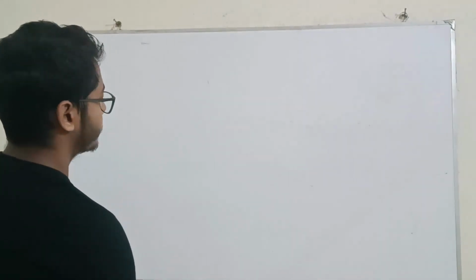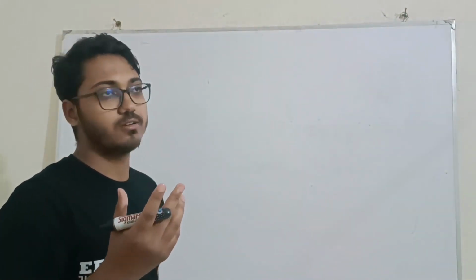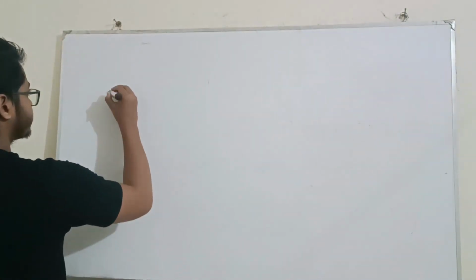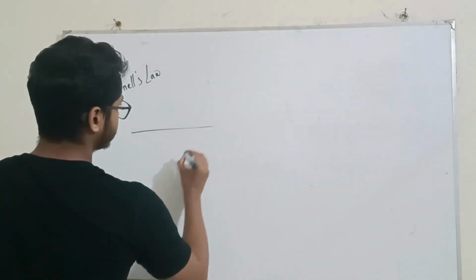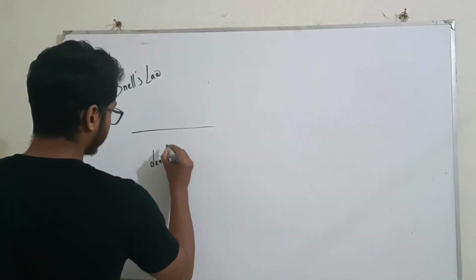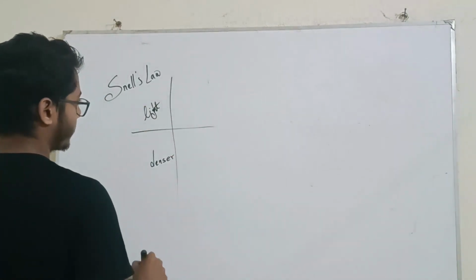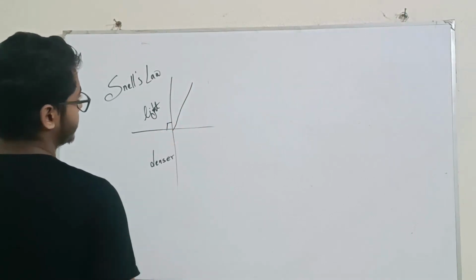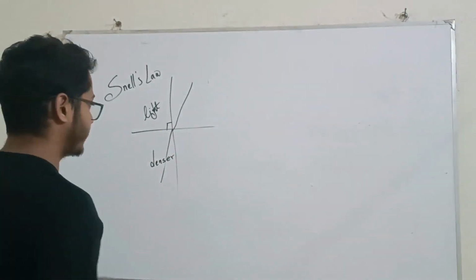Okay, so let's start. At first, the most important formula of this chapter, I will say the only formula of this chapter, is Snell's law. See, suppose this is the denser medium and this is the lighter medium. If we draw the perpendicular, and a light enters from this medium, the light will bend towards the normal to this plane. We all know these things, right?